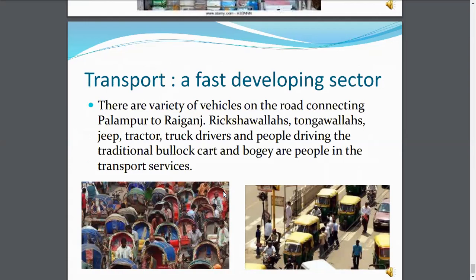Okay. So Palampur is a small village, but mostly all types of activities are there. Non-farming activities are also there. Farming activities are also there. And it is helping the people to get connected with towns and cities, which is helping them to develop.